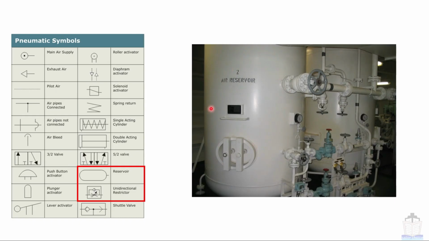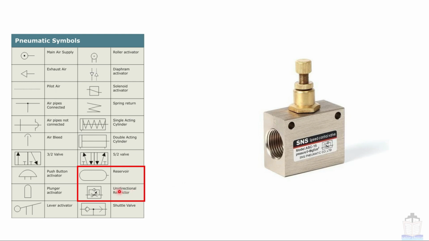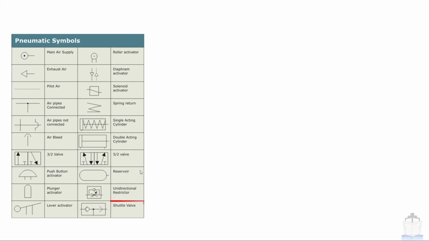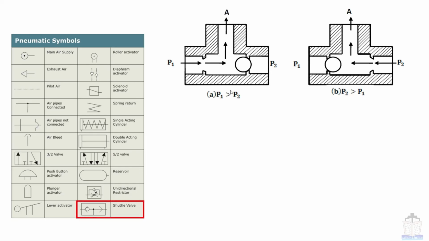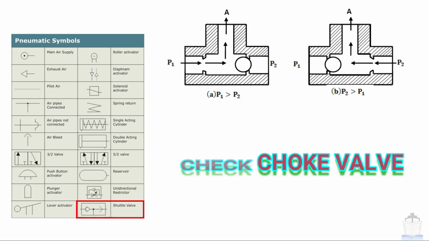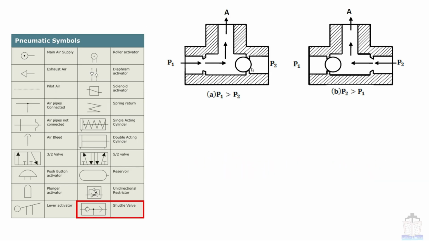We have already seen, this is called the air reservoir. Next is the unidirectional restrictor, which has a non-return valve as well as an orifice valve. Unidirectional restrictor valve looks like this. Next is the shuttle valve. This is also called check choke valve. There are 3 ports in this valve, of which 2 are pressure ports and 1 is an exit port. There is a ball inside this valve which chokes this port or this port.